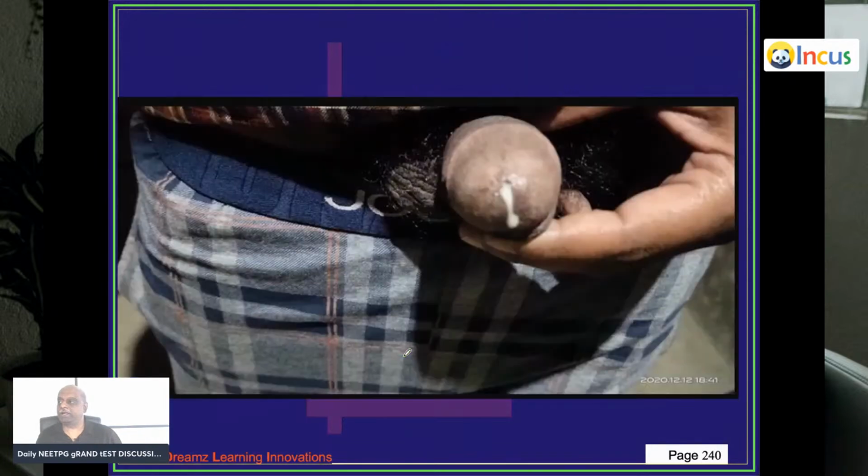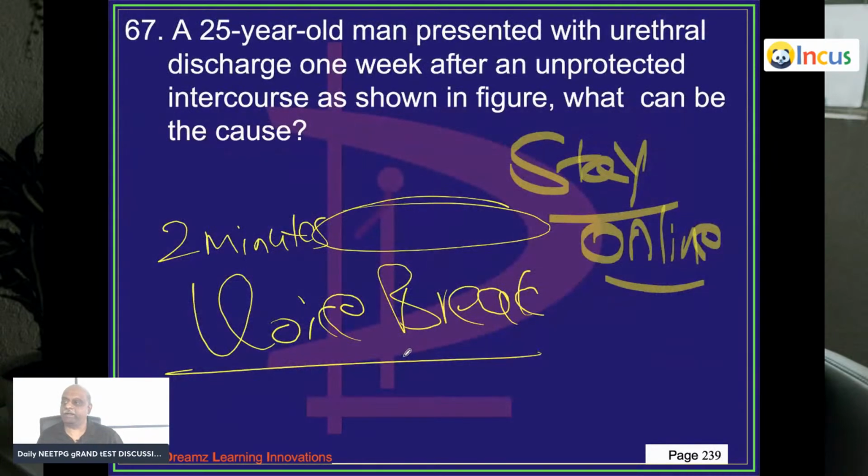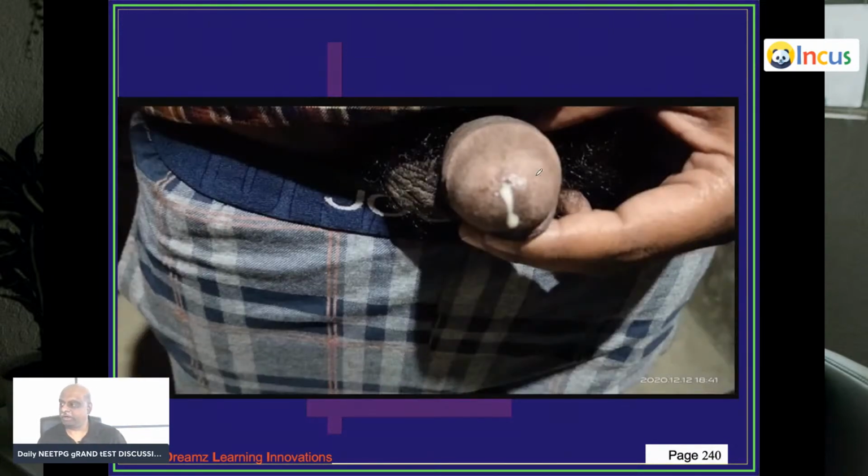A 25-year-old presented with urethral discharge after an unprotected intercourse. So, what is this discharge, Doctor? Purulent, thick, white discharge.